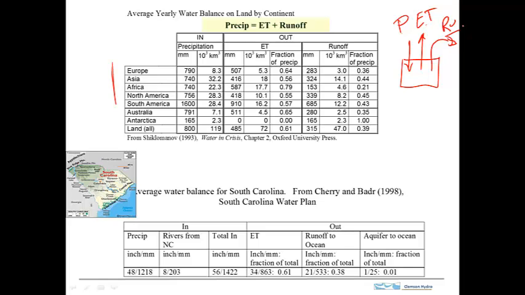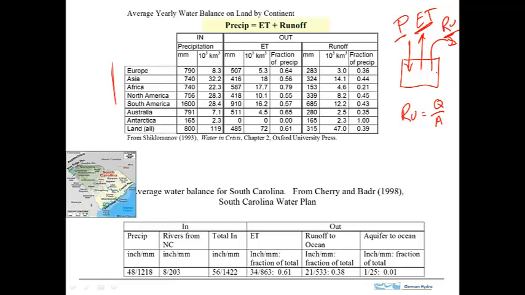So we can do two things. We can write a volume balance where we convert these two to volumetric rates by, say, taking the precipitation and multiplying by the surface area of the continent. Or we can do this in terms of fluxes, where P and evapotranspiration are fluxes, and we take the runoff as a volumetric rate, and we can convert that to runoff as a flux, where we would divide the volumetric rate of the runoff by the area of the landmass.